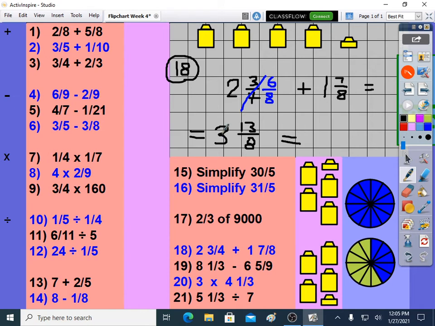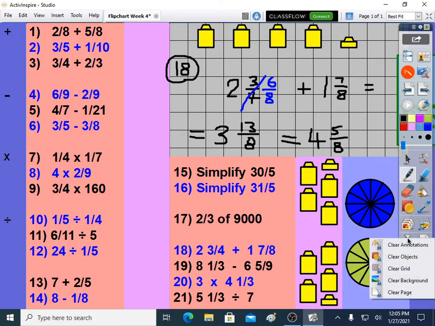So that means these 13/8, I'm going to use 8 of them to get up to another whole one. And that will leave me 5 of them left. These are the toughest questions, right? So if you're unsure of these, just keep working with me, each time will help you. Not easy, I would say. 4 and 5/8 is our answer.